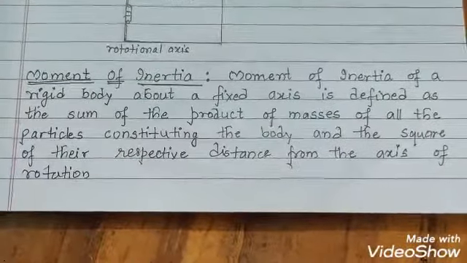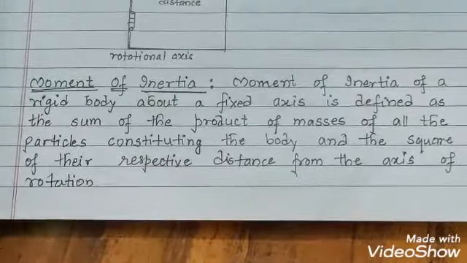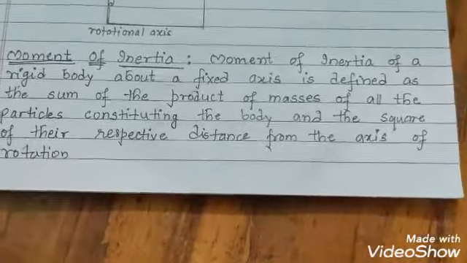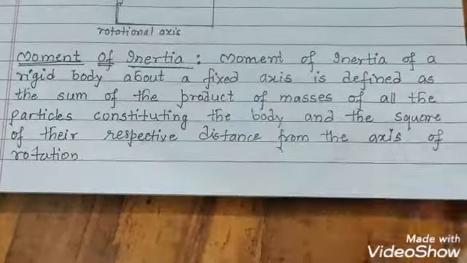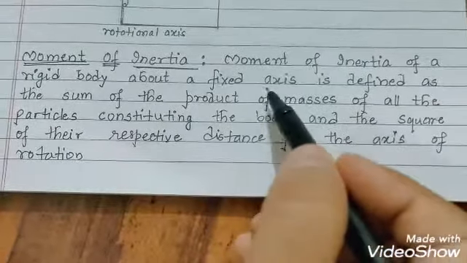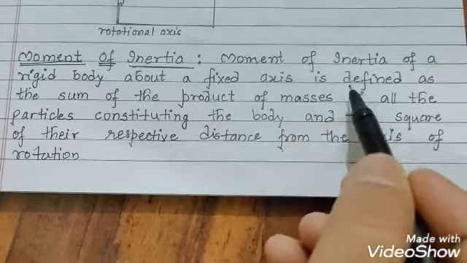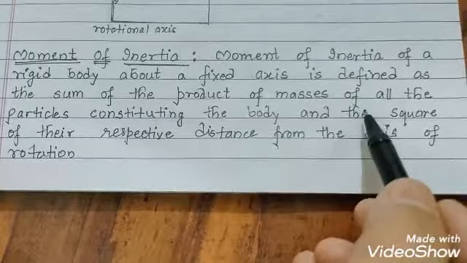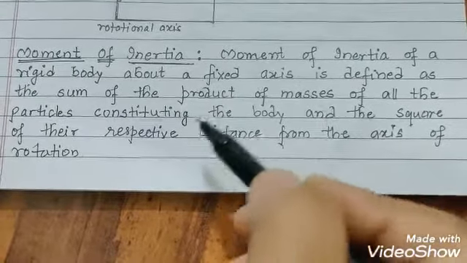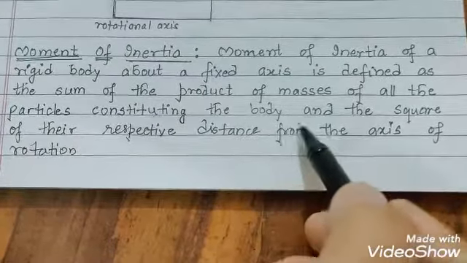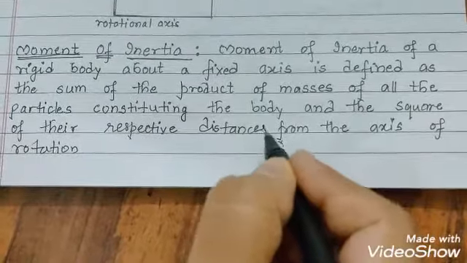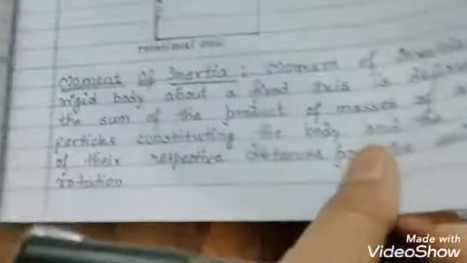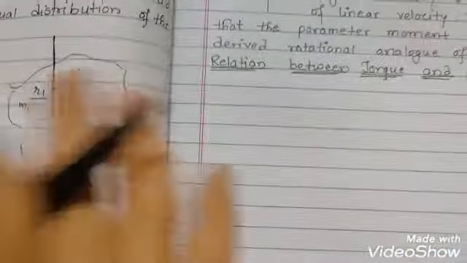Now we'll see moment of inertia. This is a new physical quantity for you. The moment of inertia of a rigid body about a fixed axis is defined as the sum of the product of the masses of all the particles constituting the body and the square of their respective distances from the axis of rotation. So this is the definition.